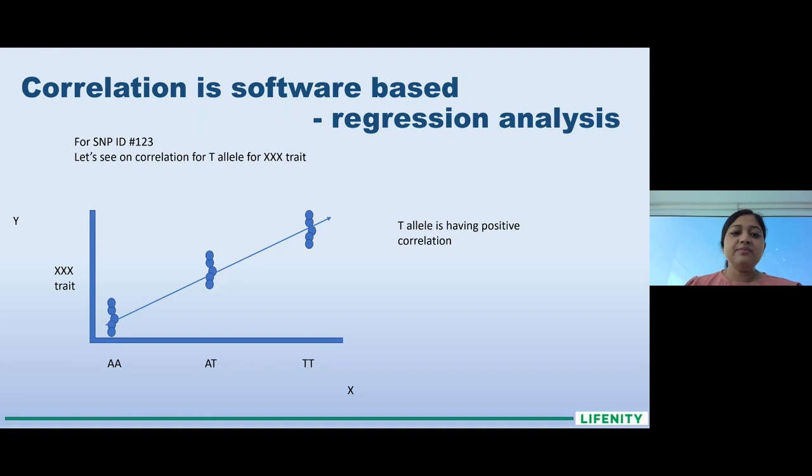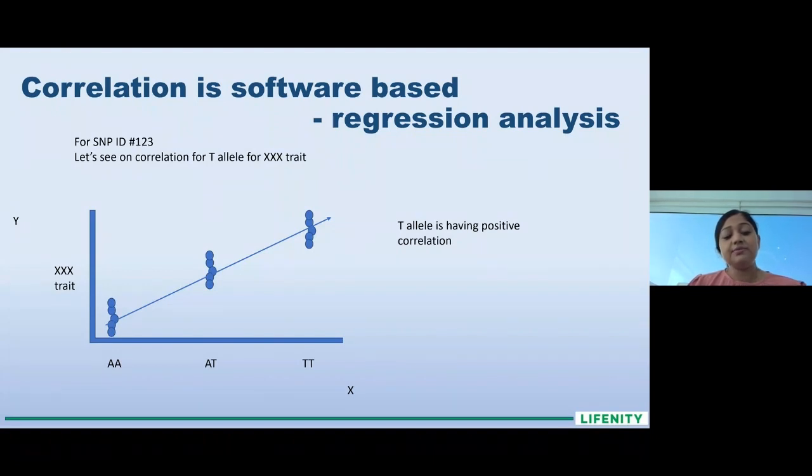So let's talk about one SNP ID like 123. Let us check the T allele for a triple X trait. Whether we are having a positive correlation for the T allele, or we can say the TT allele has a better or greater effect on the triple X trait. To understand that, regression analysis is generally done. Here you can see in the x-axis AA, AT and TT, three types of allele, right? And in the y-axis we can put the trait, and that's how we analyze.